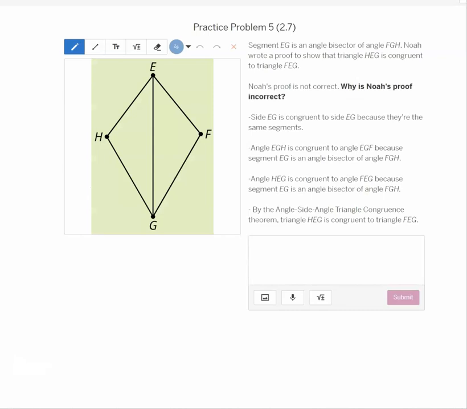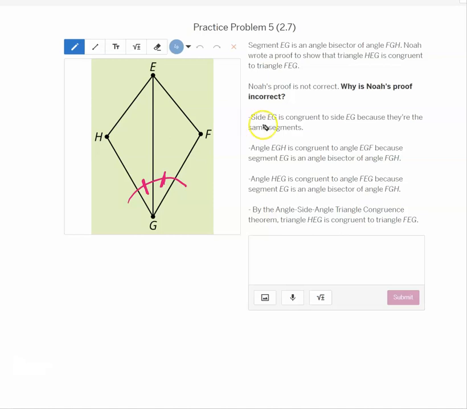Practice problem 5. Okay, it says segment EG. Let's go ahead and mark it while we read it. Segment EG is an angle bisector of angle FGH. So it says EG bisects FGH. That means that this angle here is congruent to this angle. So Noah has a proof. He's writing a proof. It's not correct, and we want to know why it's incorrect.